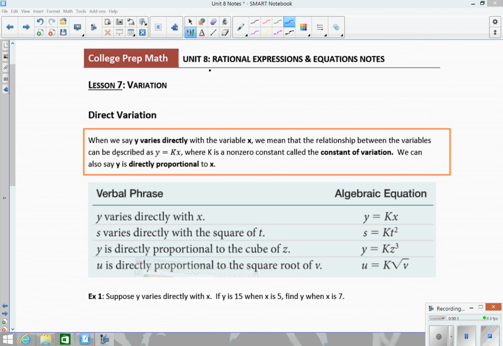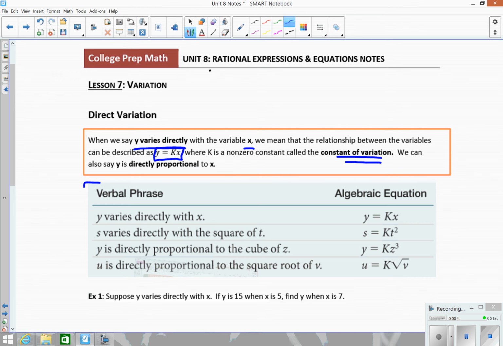Basically, when we say that y varies directly with some variable x, what we mean is that the relationship between these two variables is the same thing as saying y equals k times x, where k is some non-zero constant, which we call the constant of variation. Another way of saying this is to say that y is directly proportional to x. So we can say y varies directly with x, or we could say y is directly proportional to x, and those two things mean exactly the same thing.